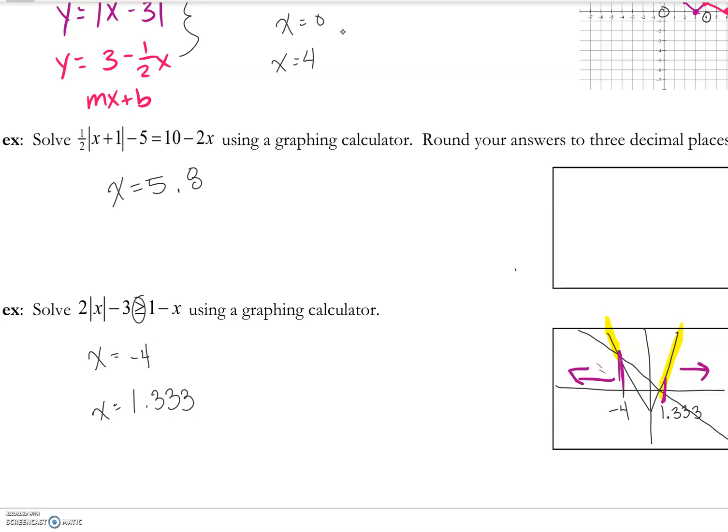So any x value that's to the left of negative 4 is going to fall in this highlighted section of the graph, which means that any x value less than negative 4, less than or equal to, will work. Any x value to the right of 1.333 will work. So that means that any x value greater than or equal to 1.333 will also work.